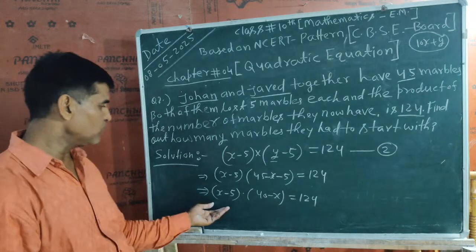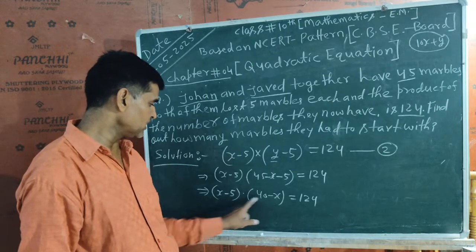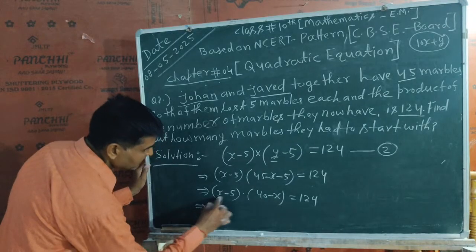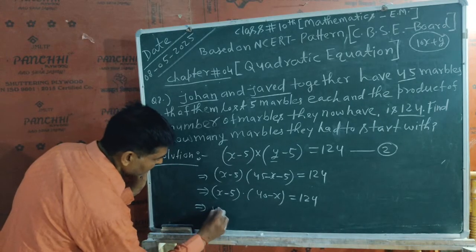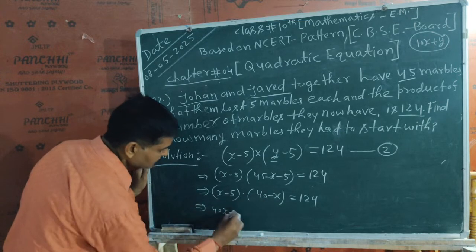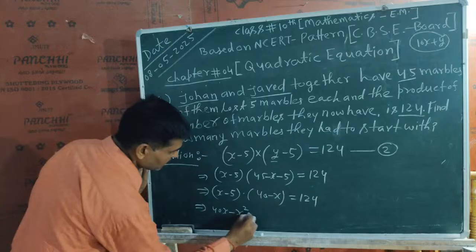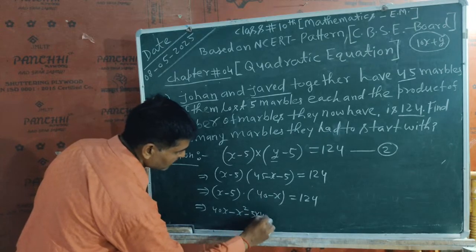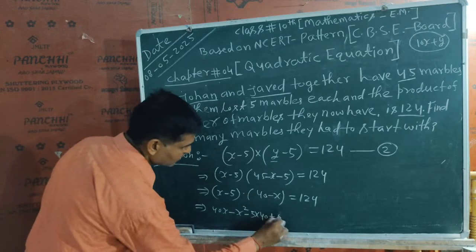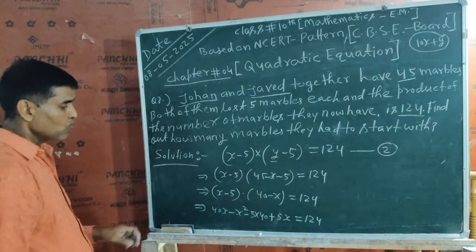Now further I will multiply this term with this term, this term with this term, and also this term with this term, and this term with this term. After multiplication I will write here: x is multiplied with 40, so 40x, and this x is multiplied with x, so here it will be minus x square. I will multiply 5 into 40, and minus and minus gives plus, 5 into x, that will be 5x, and here 124 is available, so I will put there 124.